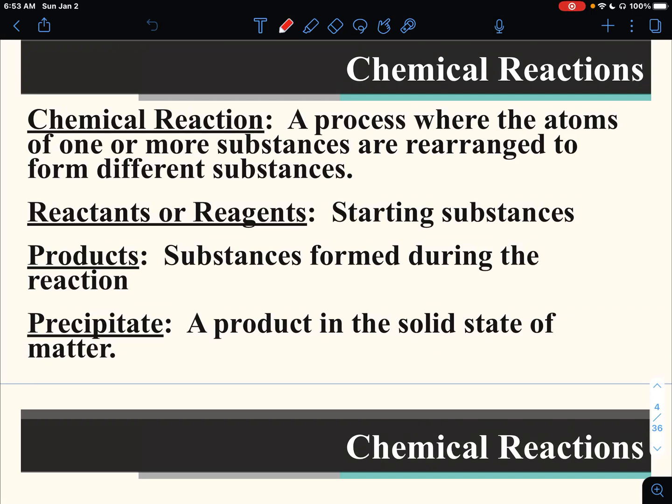So we're going to start off Unit 4 with some definitions. Chemical reaction, I think you all know, but here's what the formal definition is. What we're going to talk about in this video is how chemical reactions are not creating or destroying anything. All that's happening is that stuff is being rearranged. So that's really the key to a chemical reaction. You also need to have different substances.